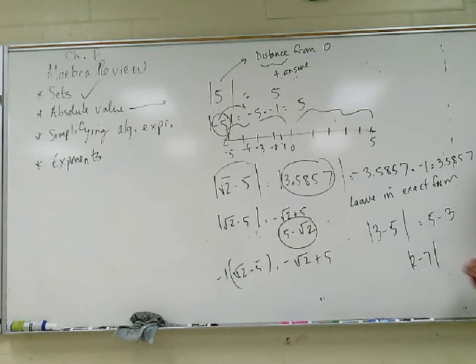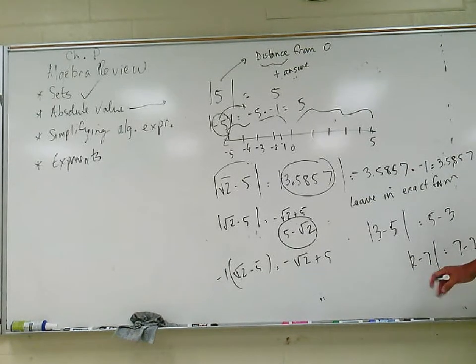2 minus 7. If I had absolute value of that, what would the answer be? The answer is 5, but switch the order. What do you get? Switch the order. 2 minus 7. Switch the order. 7 minus 2. That's the opposite. That's what my point is. If you want to make the opposite and you have a subtraction in there, switch the order, which is 5.